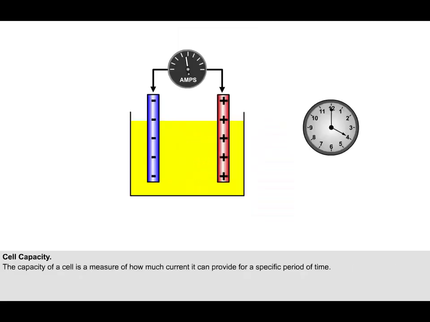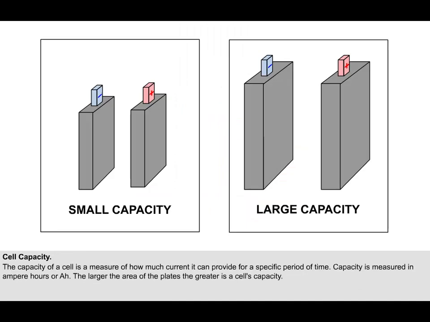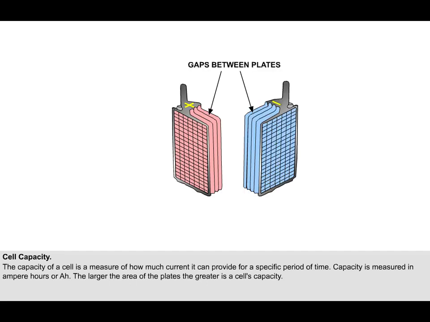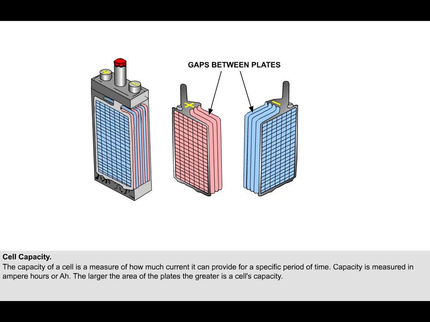The capacity of a cell is a measure of how much current it can provide for a specific period of time. Capacity is measured in ampere hours, or Ah, and is determined by the surface area of the electrodes, or plates as they are often called. The larger the area of the plates, the greater is a cell's capacity. There may be a number of plates joined together in parallel in each cell to increase the capacity of the battery. The groups of positive and negative plates are slotted together to form a cell.